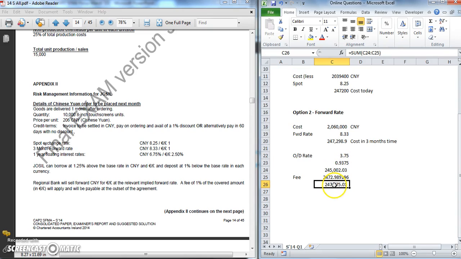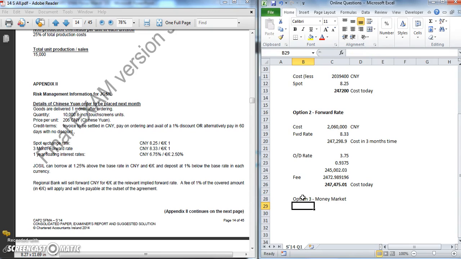Okay, so that's the forward. Keep that in bold, and that is the cost today, because the fee is up front as well. So that's important. The final one then, option 3, the money market.